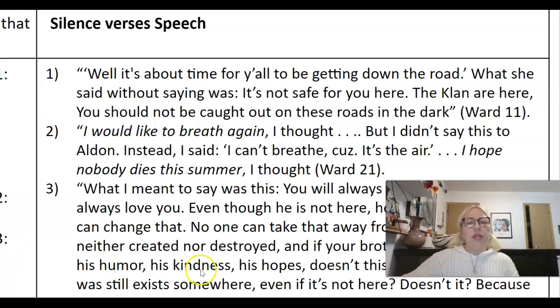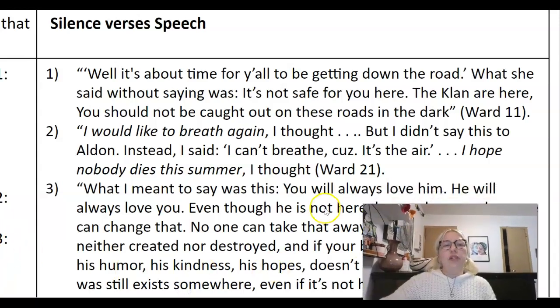The student found 3, and they wrote here about this one on page 11. "Well, it's about time for y'all to be getting down the road." What she said without saying was, it's not safe for you here. The clan are here. You should not be caught out on these roads in the dark.